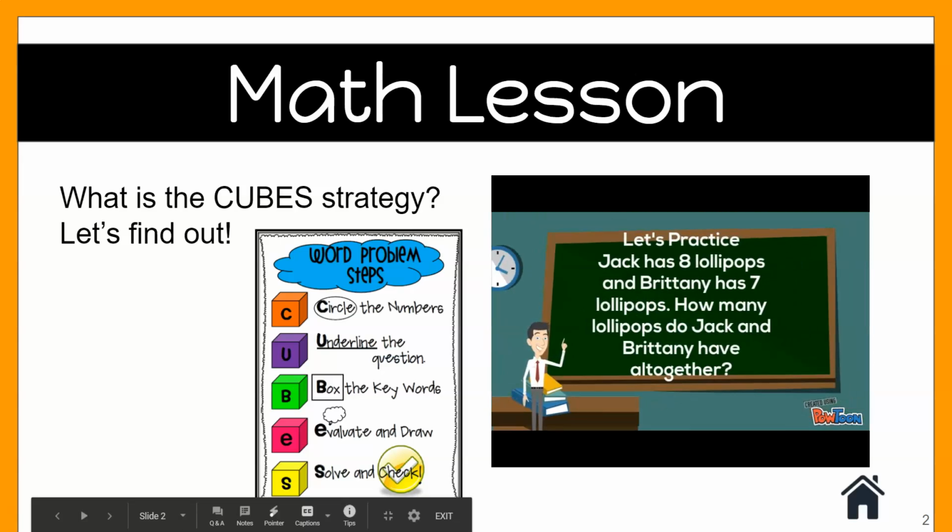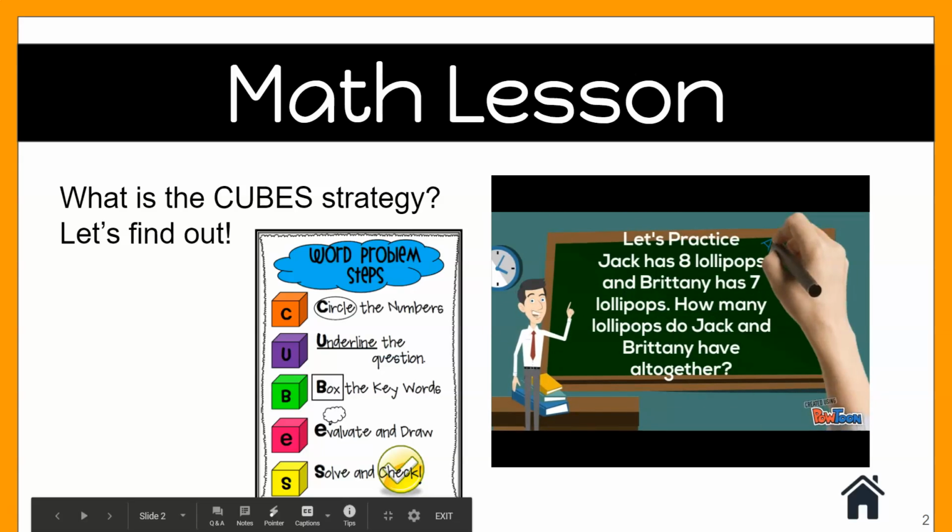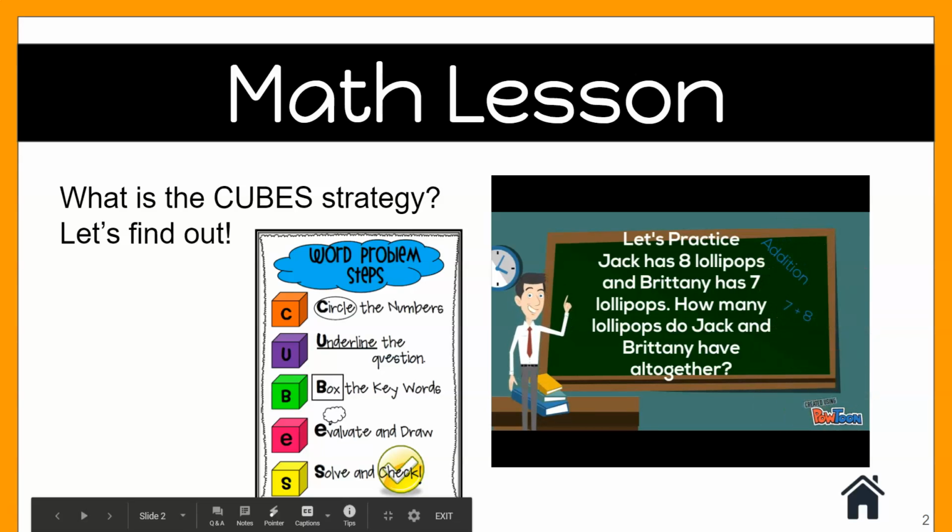Now we will move to the E for evaluate. This is the part where we determine what we need to do and create our number sentence or equation. To do this, we need to consider our math action word to know what operation we will be performing. In this case, we drew a box around the words all together. What operation does this indicate? Correct, addition. We also circled the numbers 7 and 8 as this was the number of lollipops Jack and Brittany have. The question is asking us how many lollipops do Jack and Brittany have all together. So we need to add the number of lollipops Jack has to the number of lollipops Brittany has. This means our number sentence should be 7 plus 8.